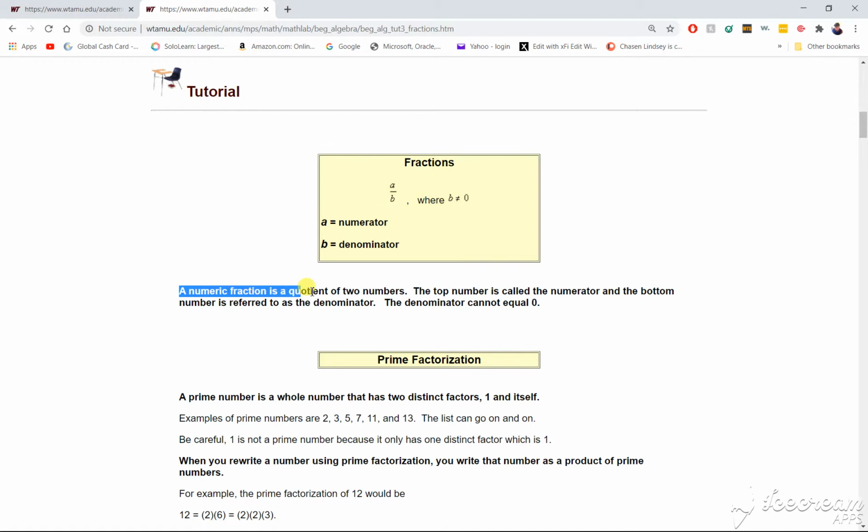A numeric fraction is a quotient of two numbers. Basically, it's this divided by this. The top number is called the numerator, and the bottom number is referred to as the denominator. The denominator cannot equal 0.